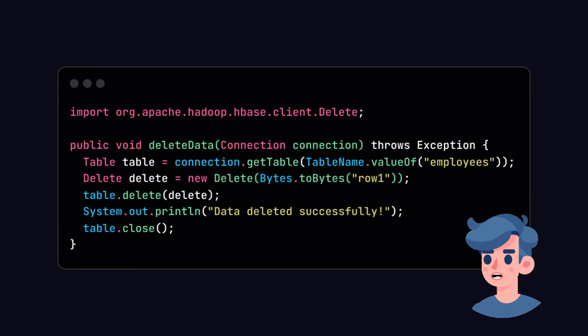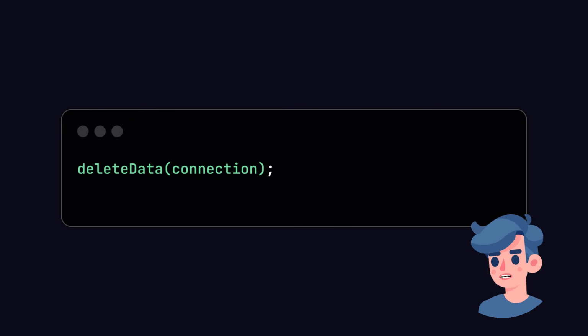Now, let's cover deleting data from our table. This is straightforward using HBase's Delete class. Invoke the deleteData method in your main method and run the program to see it in action. Check the console for the output.